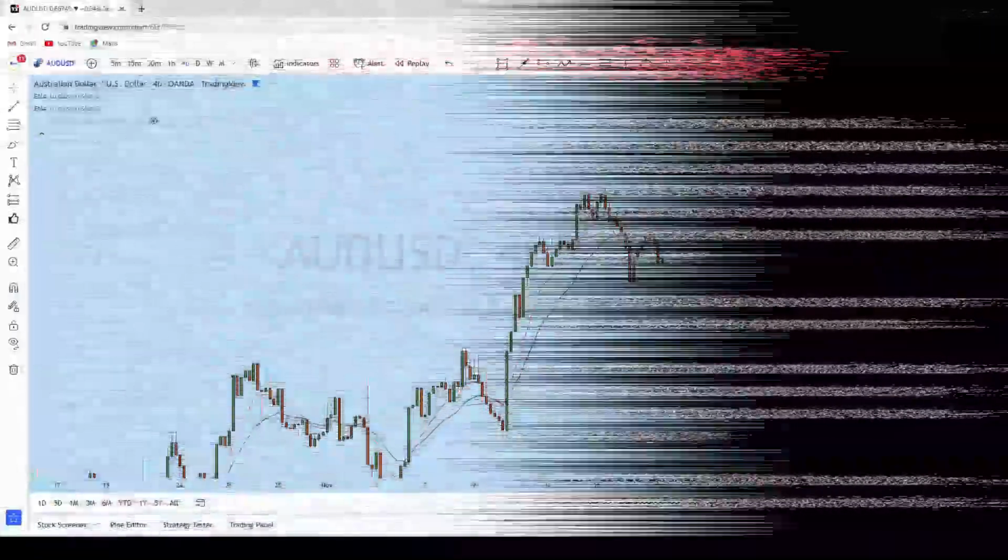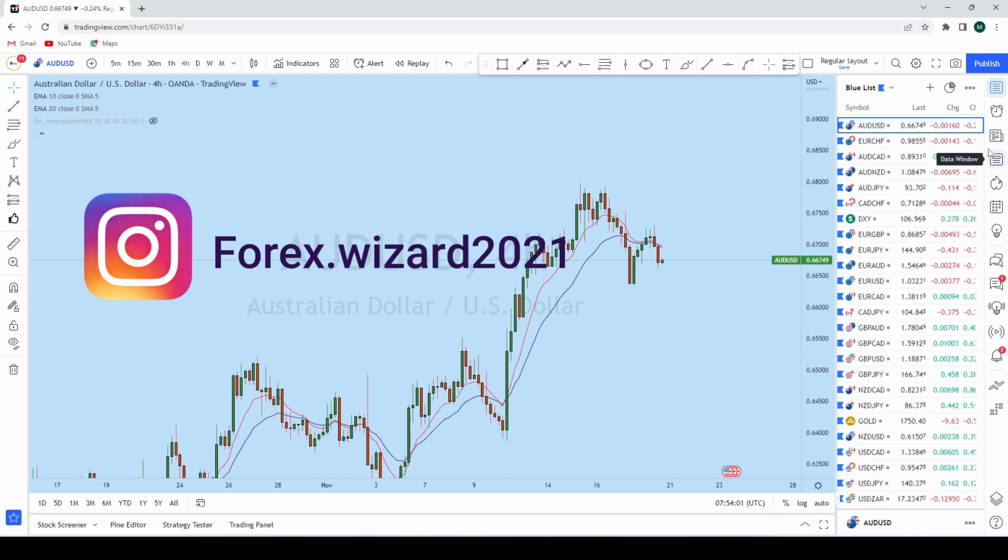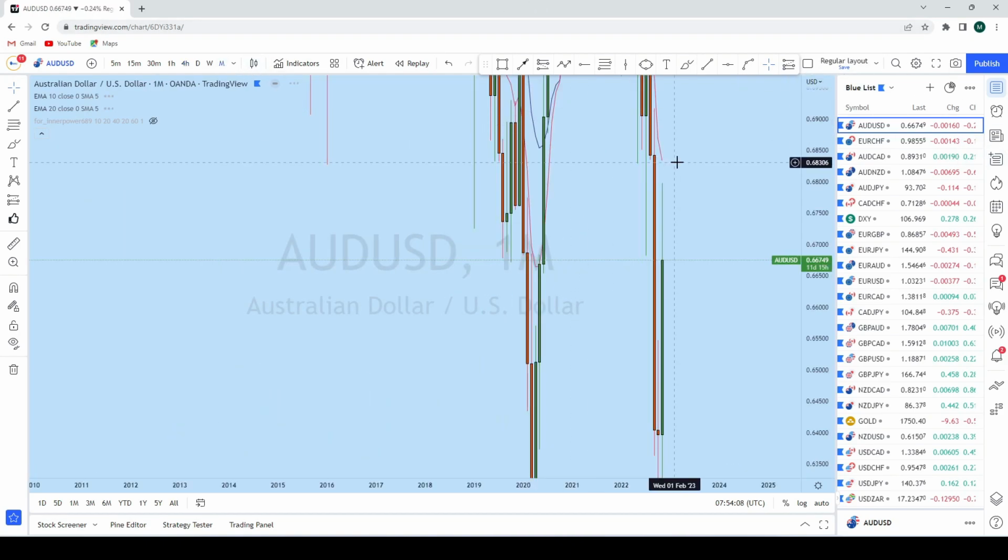Okay guys, so let's begin with AUDUSD. As usual, like in all our analysis, we'll be looking first at the bigger picture, the higher time frame, and then we'll jump onto the lower time frame to find the potential trading opportunity. Now let's first of all look at the monthly time frame on the Aussie dollar.